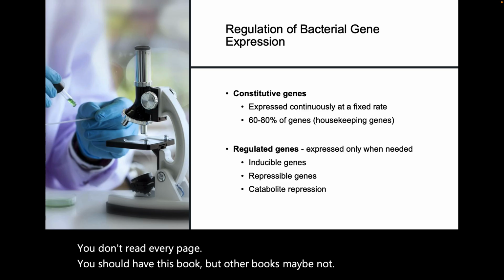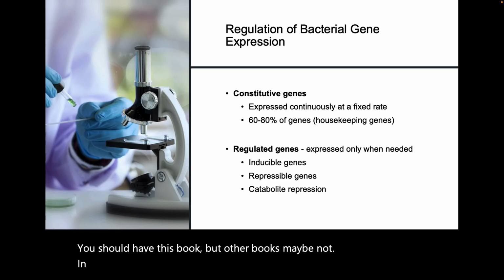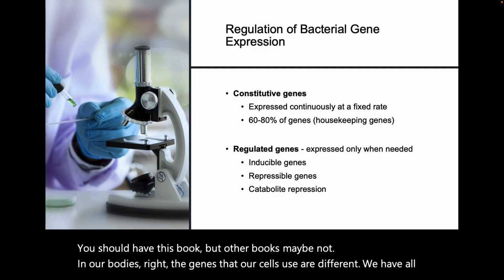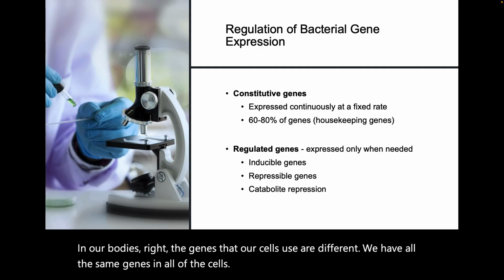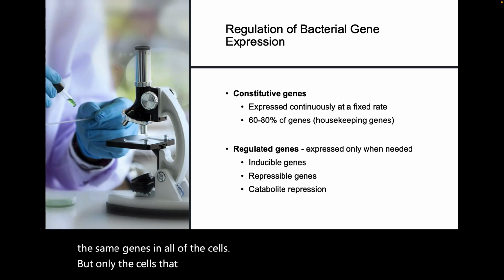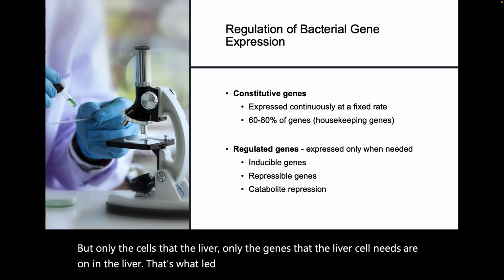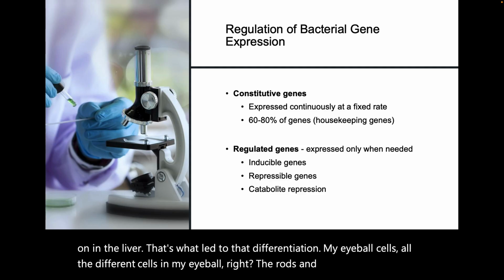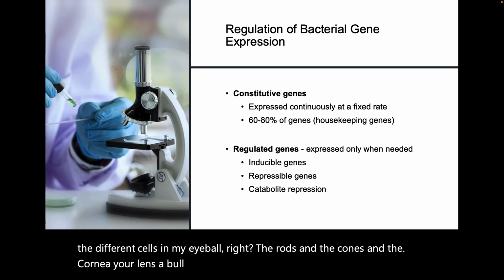So in our bodies, the genes that our cells use are different. We have all the same genes in all of the cells, but only the genes that the liver cell needs are on in the liver. That's what led to that differentiation. My eyeball cells, all the different cells in my eyeball, the rods and the cones and the cornea and your lens and so on, they all read slightly different instructions.